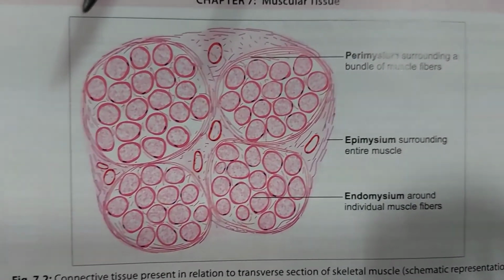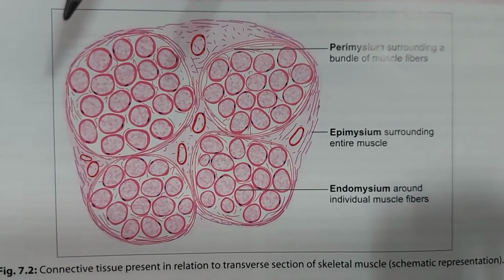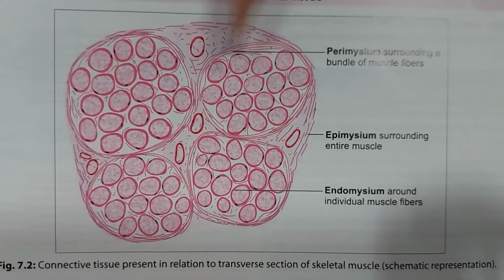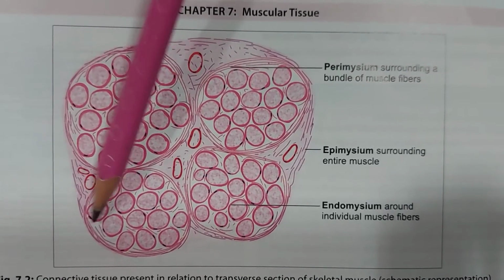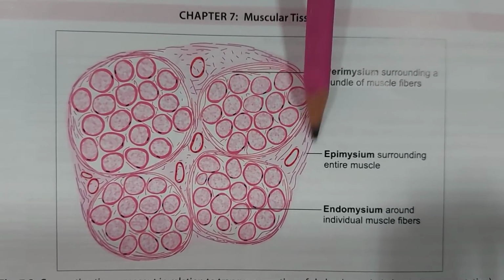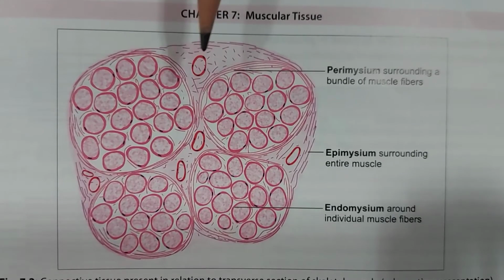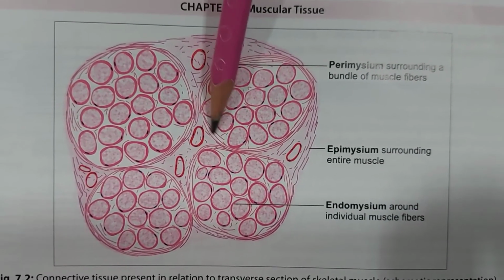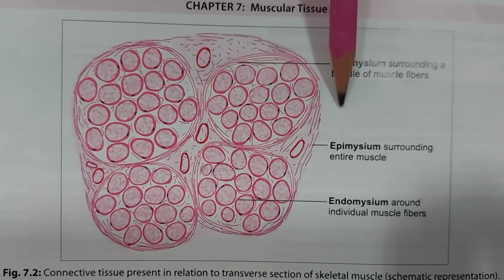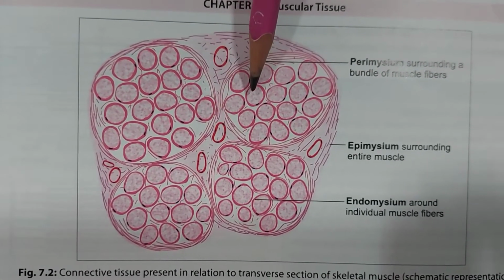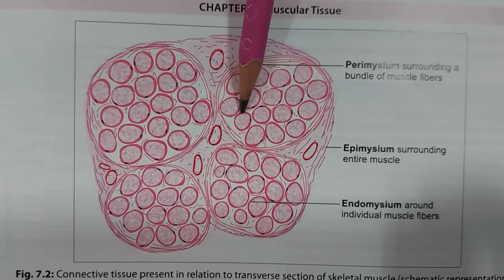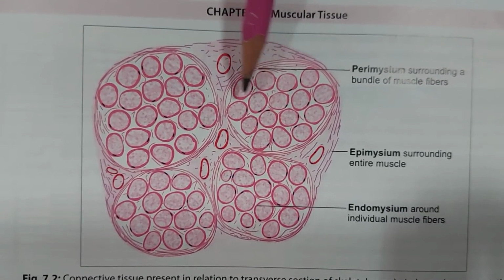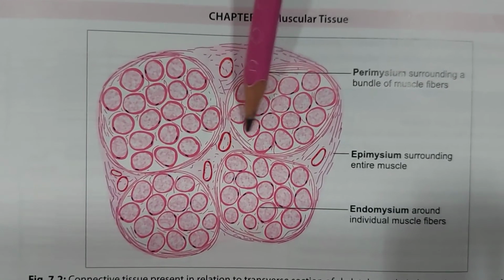Connective tissue of muscles consists of three layers. Epimysium, the connective tissue sheath of muscles, which is surrounding the muscle. Perimysium, the connective tissue covering of each fascicle. And endomysium, a loose connective tissue surrounding each muscle fiber. This is endomysium.